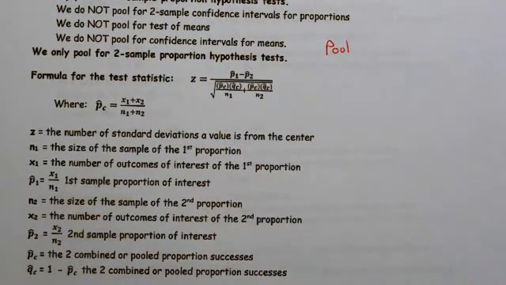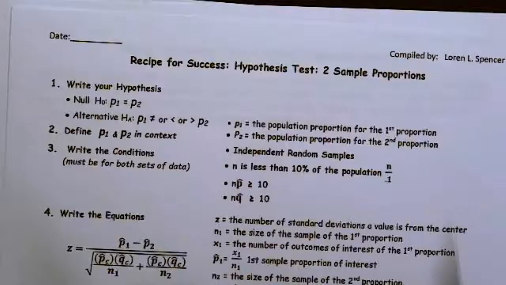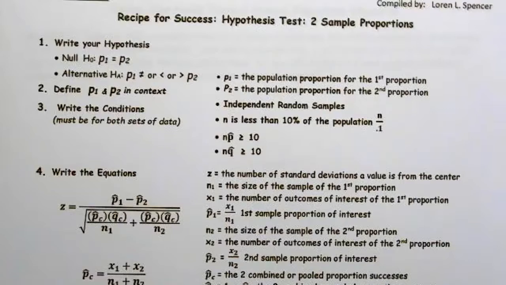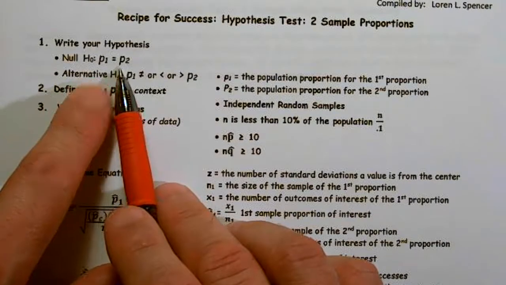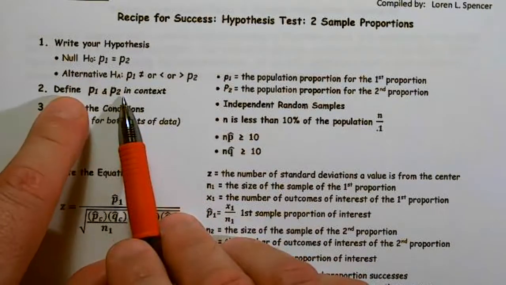All right, our calculations are pretty much the same. We're going to run this just like a typical hypothesis test. So let's go ahead and look at our recipe for success. Recipe for success says, hey, we're going to write p1 equals p2. We're going to need to define our parameters.